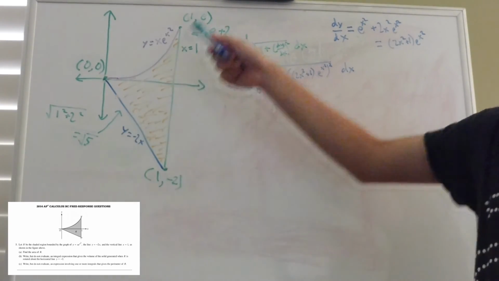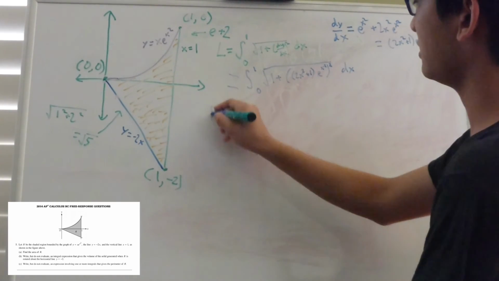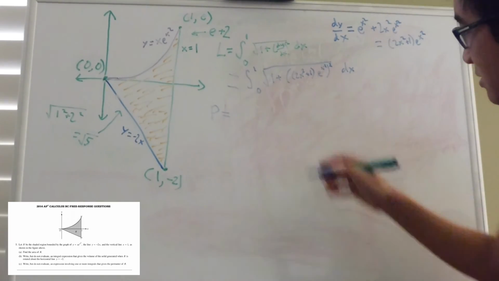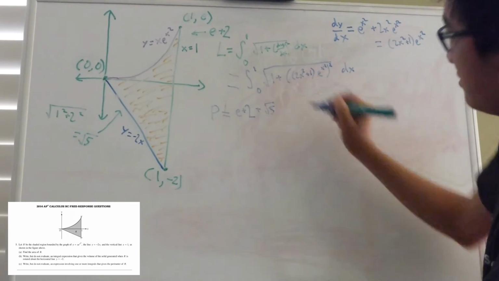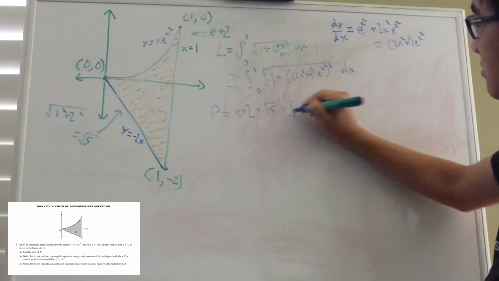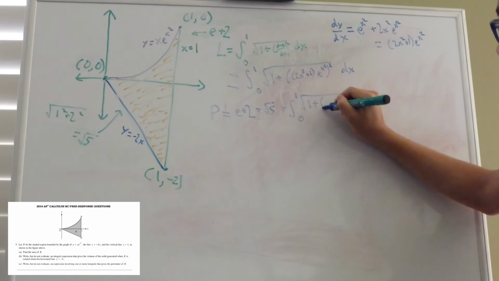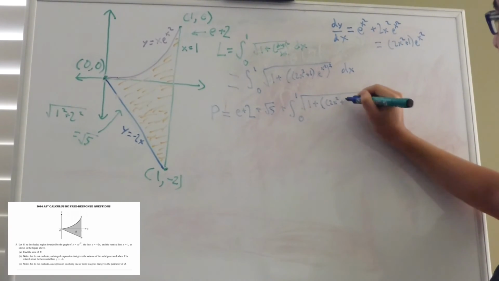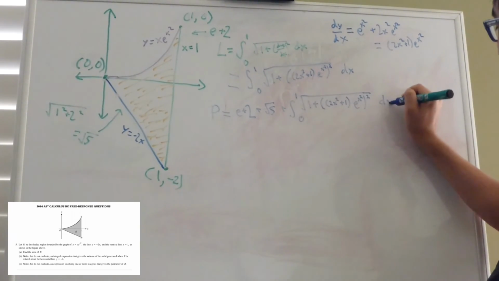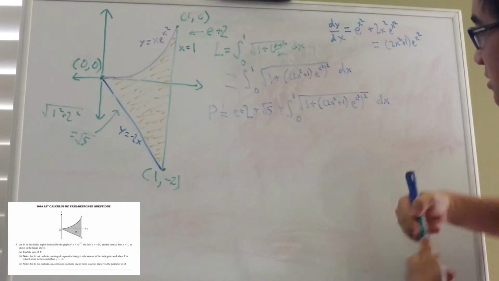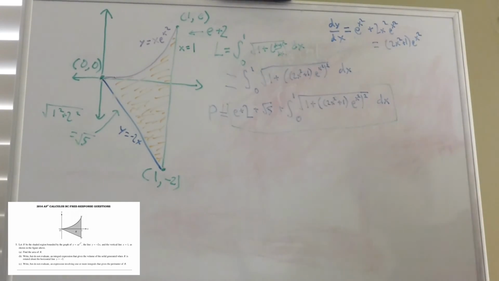So now that we have the three lengths, we can just add them up to get the perimeter. So P, or the perimeter, is equal to e plus 2 plus square root of 5 plus the integral from 0 to 1 of the square root of 1 plus ((2x squared plus 1) e to the x squared) squared, dx. And since it just said write but do not evaluate, we can leave our answer like that.